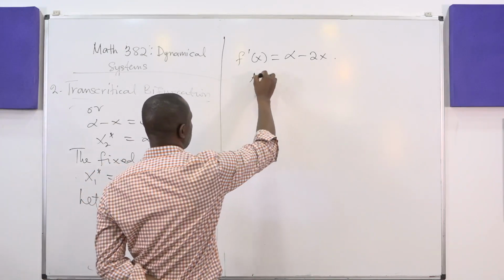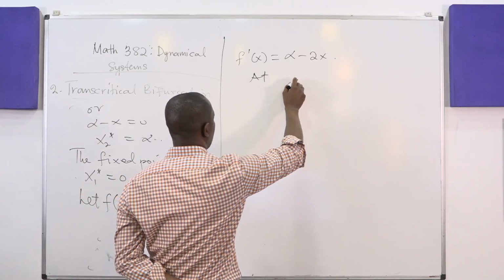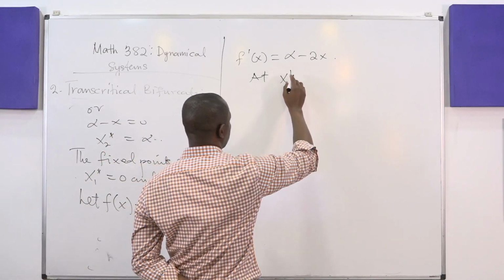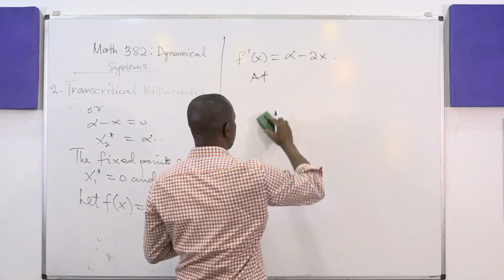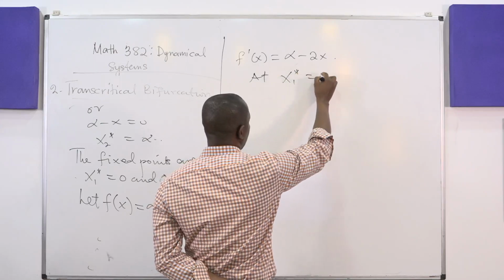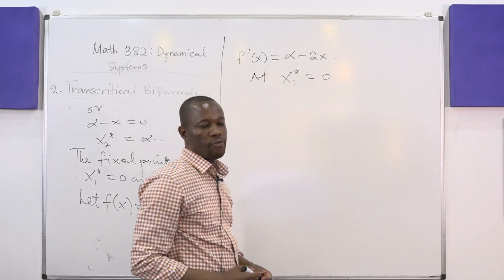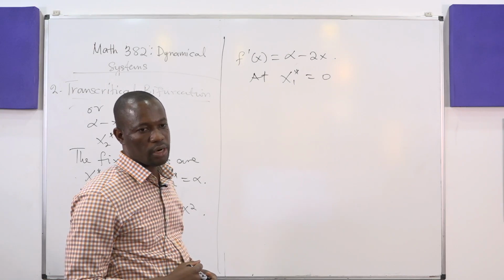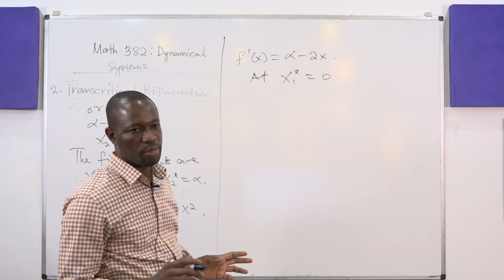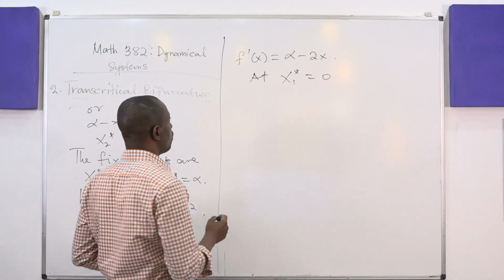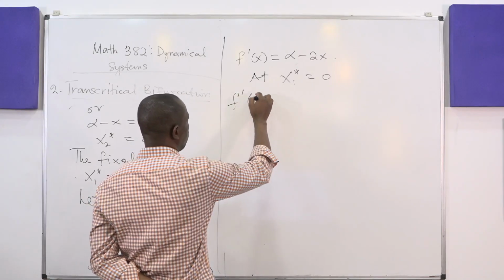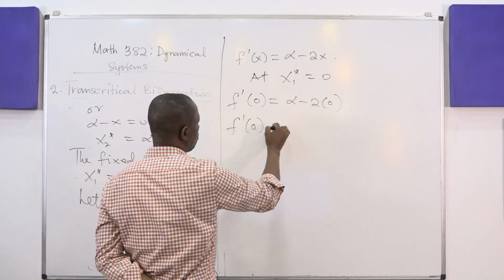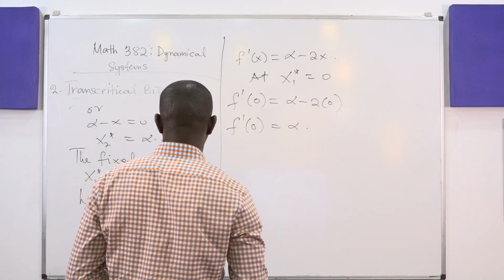So here, what's the fixed point? x equal to 0. At x1 star equal to 0, we put the fixed point into it. If it's less than 0, it is asymptotically stable. If greater than 0, it is unstable. If it is 0, inconclusive. And we have learned the theorem behind it in class. So here, f prime at 0 is alpha minus 2 times 0, which is alpha.